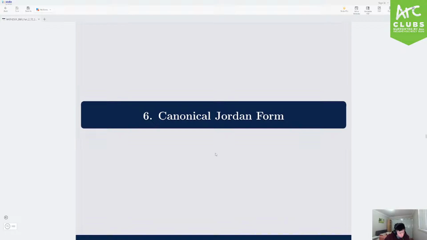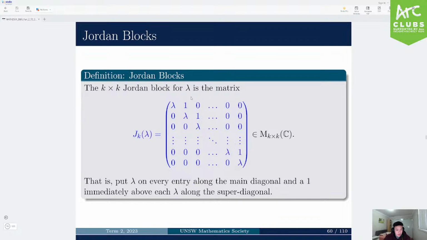Alrighty, looks like we're in. So I'm Fred. I'm going to be taking the last two topics, the Jordan canonical form and the matrix ODEs. Alrighty, now the very first thing we get into is looking at Jordan blocks, and we begin by the definition of a k by k Jordan block.